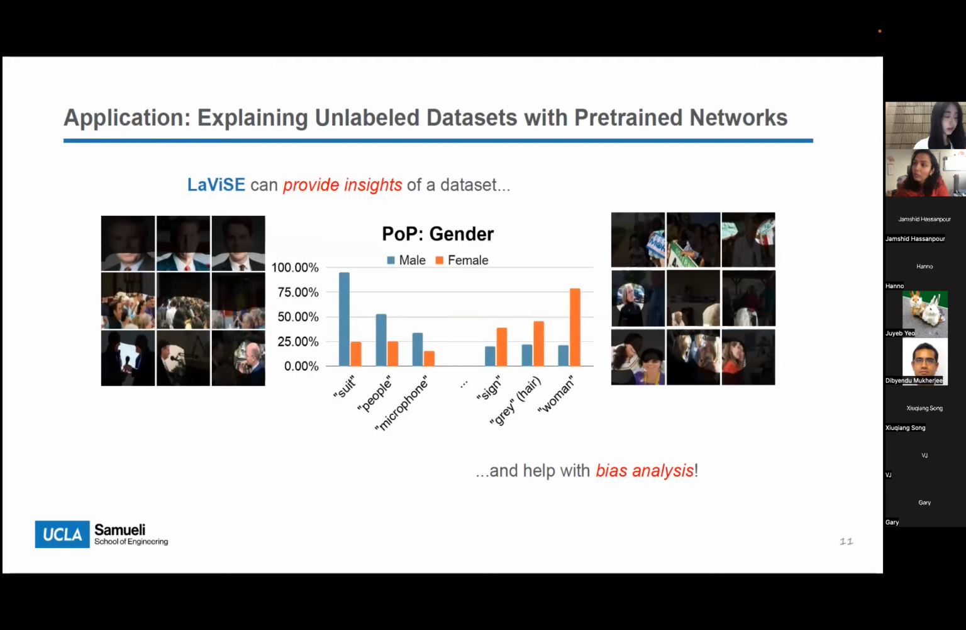LaVice can not only unveil features learned by a network, but also help provide insights into unlabeled datasets with a pre-trained model. By looking at the highly activated filters of each image and the corresponding semantic explanations given by LaVice, we can get a big picture of the dataset and even find potential biases in the dataset if we have gender or other demographic labels.